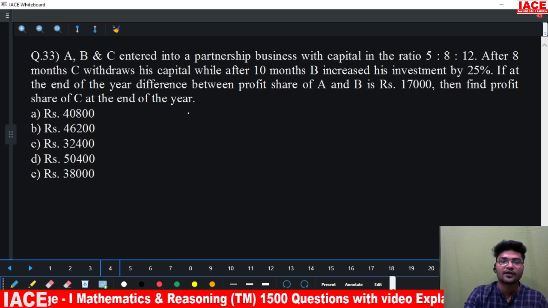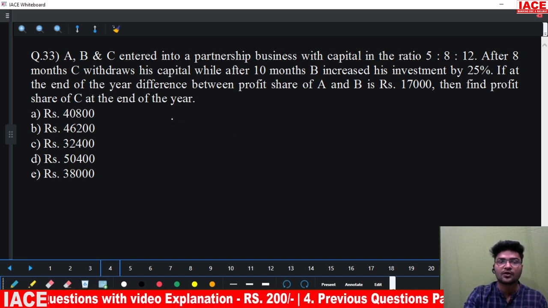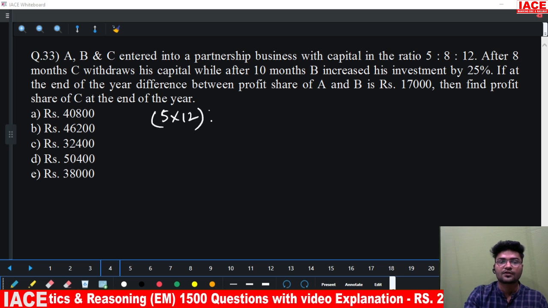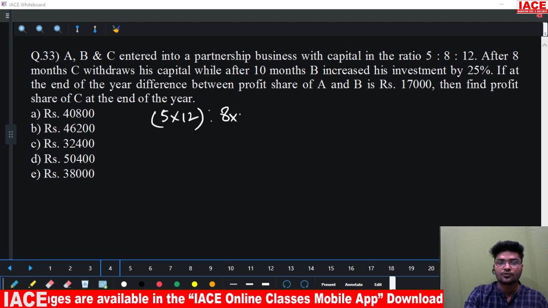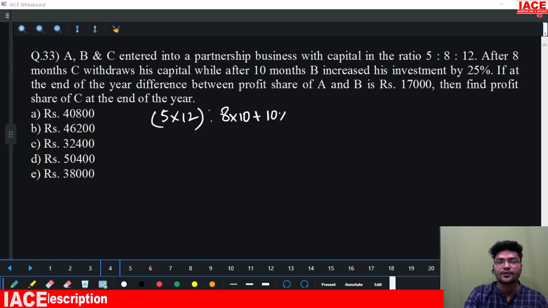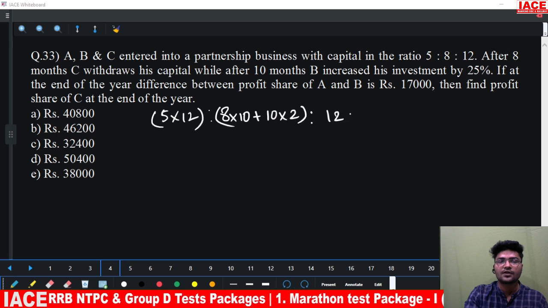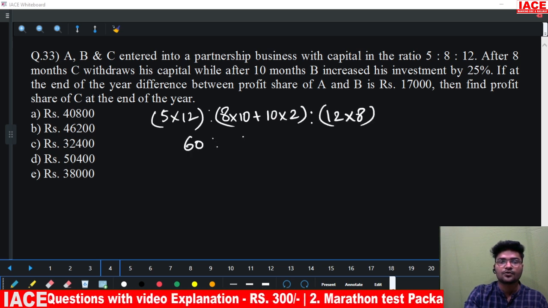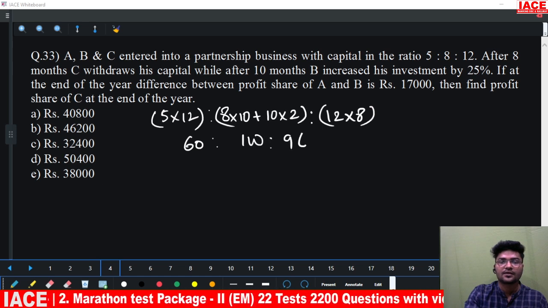So first of all, we will find the equivalent capitals ratio, that is 5 into 12. A invested for 12 months. What about B? B invested for the first 10 months, 8 into 10. Next increased his investment by 25%, means 10 into 2. And last is C. C invested 12 for 8 months only. So this is 60 is to 100 is to 96.